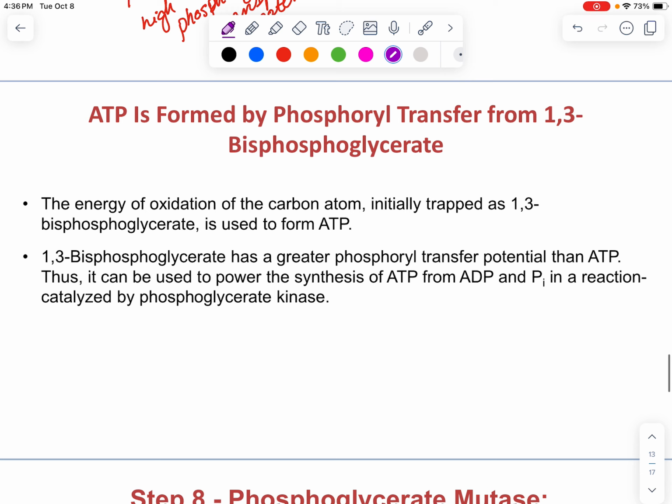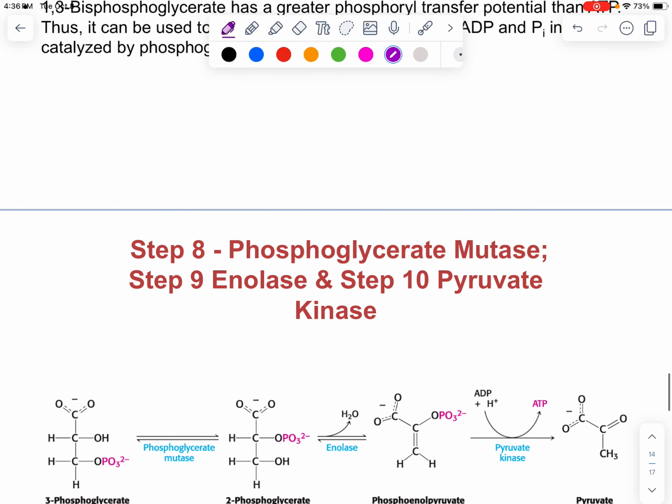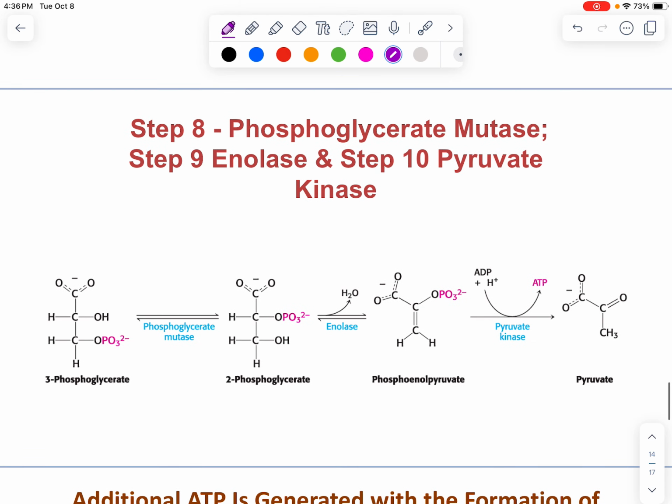Okay, this is just the words of what I just said, just in case that is helpful later. And now we're going to look at steps 8, 9, and 10 all at once. So let's look at our enzyme names. Phosphoglycerate mutase. Ooh, I'm changing something, and look what I'm changing. I'm moving that phosphate from the end carbon to the middle carbon, okay, which is going to make the next reaction more likely.